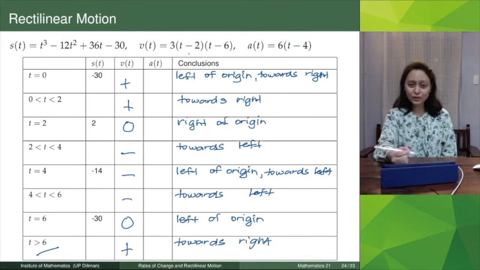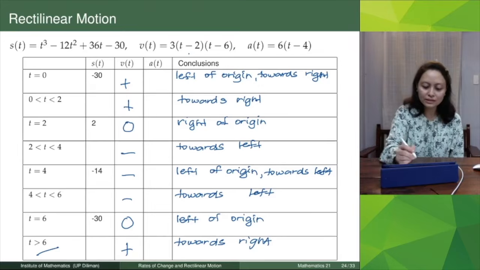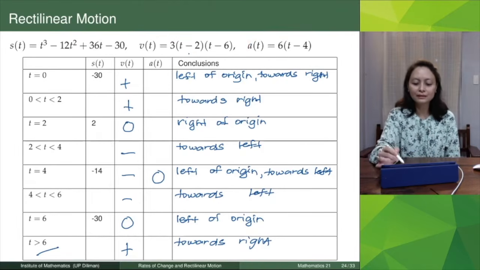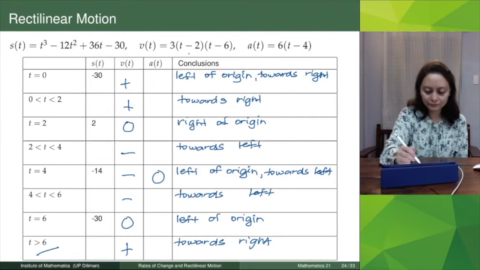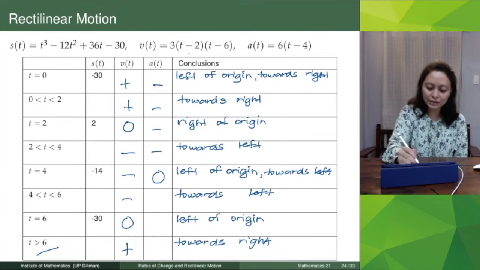Okay? Last column, yung column for acceleration. Okay, so the acceleration is 0 when t equals 4. Dito, we look at the acceleration function. It's 0 when t equals 4. For values of t less than 4, this is negative. For values of t greater than 4, your acceleration is positive.